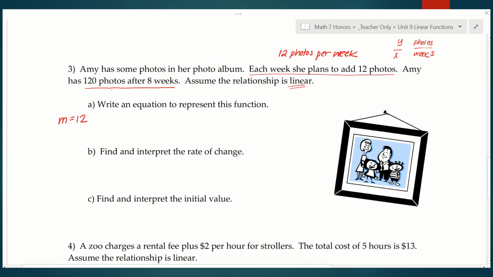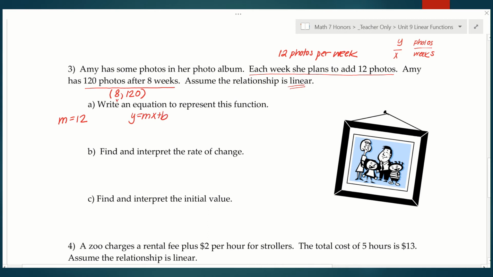Okay, so this point is going to be (8, 120) because weeks is x and photos is y. That's tricky. But again, you always go back to your rate of change or your slope, and whatever that label is, it's going to be the y to the x. We did this on the front when I showed you how to find the y-intercept given the slope and a point. We start with our slope-intercept formula, and we plug in all of the information we're given.